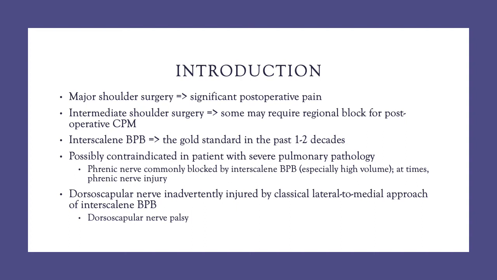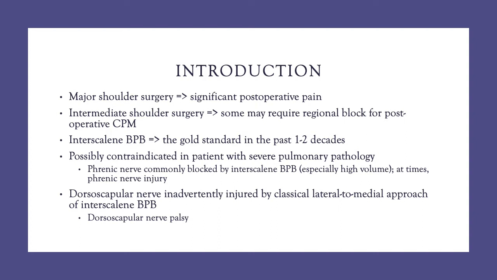So before we talk about the blocks and also the nerve injury, as an introduction, major shoulder surgery can absolutely lead to quite a lot of post-operative pain, which is difficult to manage. Whereas even if you do some intermediate shoulder surgery, for example, arthroscopic surgery, quite a few patients would still require regional block for post-operative rehabilitation, for example, the continuous passive motion, so that they can improve their range of movement.